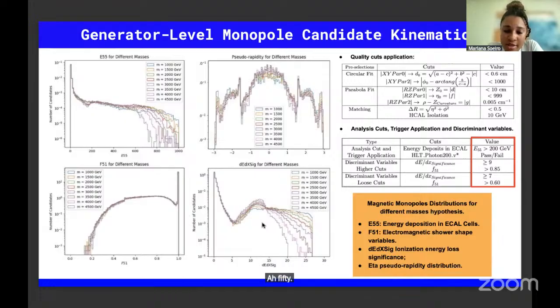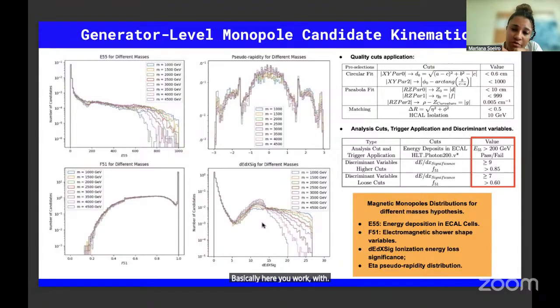F51, the X is the more important one because we can understand the ionization, and the eta is not too close to the barrel and not too extended to the end caps. But magnetic monopoles have some kind of peculiarity to consider. Basically, here we will work with quality cuts.